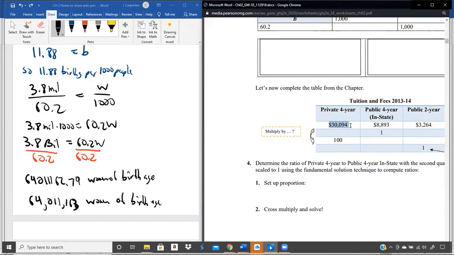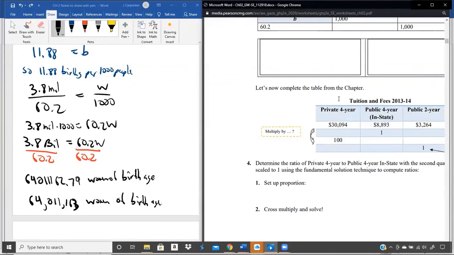The fact that this number right here is bigger than this number here should be true across the entire columns. The fact that the 8893 is bigger than the 3264 should be true across the entire columns. All of these numbers in the first column should be the biggest, all the numbers in the middle should be in the middle, and all the numbers on the right should be the smallest. Now, that's just based on how I set this up, or how they set it up. If you swap all the public and private four-year numbers, then the biggest ones would be on the right, smallest on the left.